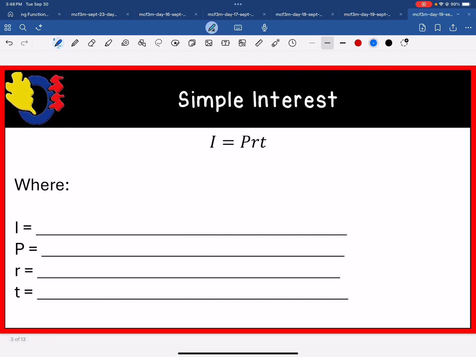Okay, so let's define these variables here. I is the interest earned. P is the principal. R is the interest rate as a decimal. And T is time in years.